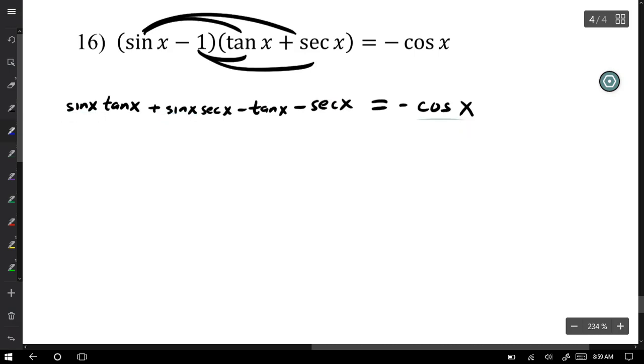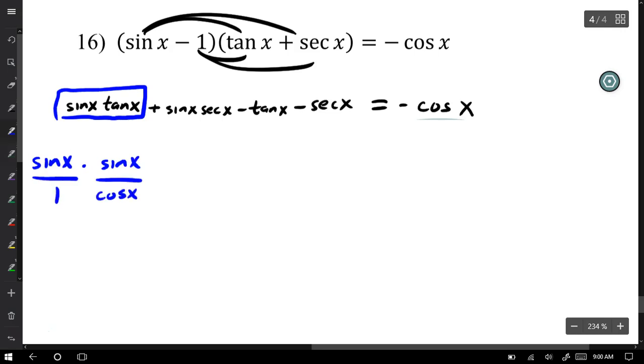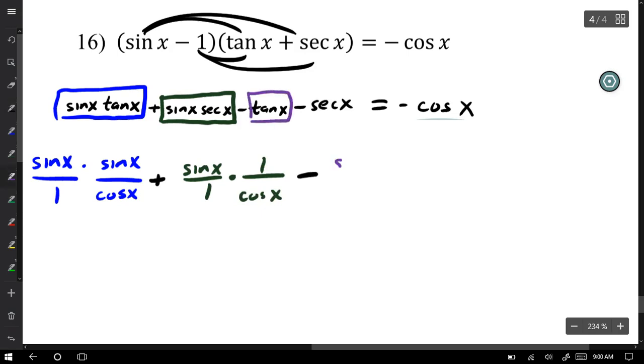So for the first one, sine of x times tangent of x, it's sine of x times sine of x over cosine of x. And if it makes you feel better to put this over 1, you can. Plus sine of x times secant of x. So I'll put sine of x over 1, and then secant of x is 1 over cosine of x, minus tangent of x. So minus sine of x over cosine of x.